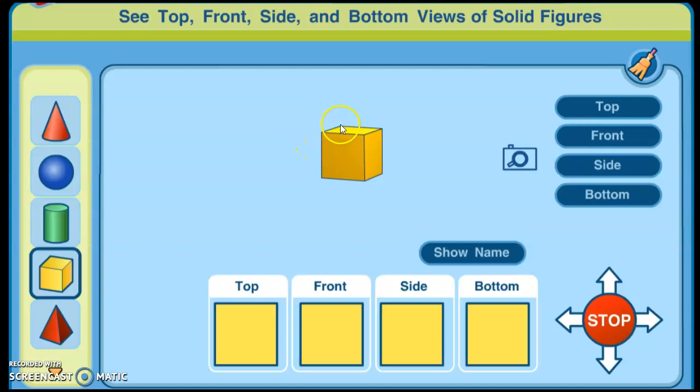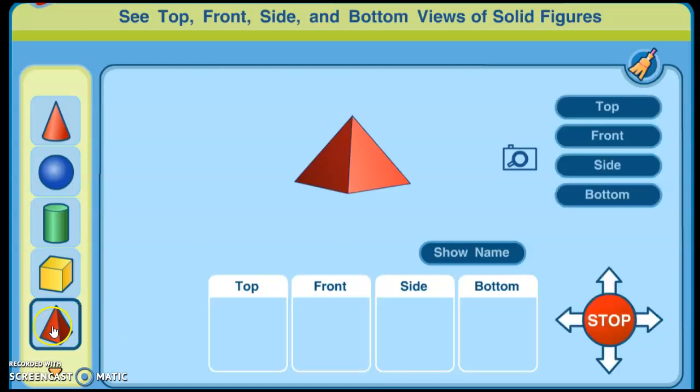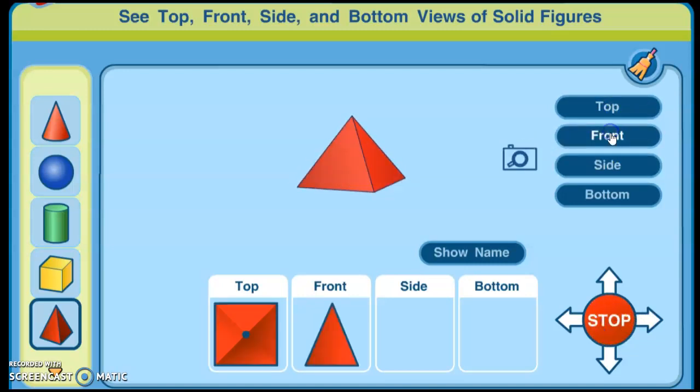So 1, 2, 3, 4, and then it's the same on this side. So 1, 2, 3, and then there would be 4 back where we can't see on the screen. So 4 here, that equals 8. So again, 6 flat surfaces, 8 vertices. And if we now take a look at a pyramid and spin it around, you can see, and here is the top, front, side, and bottom.